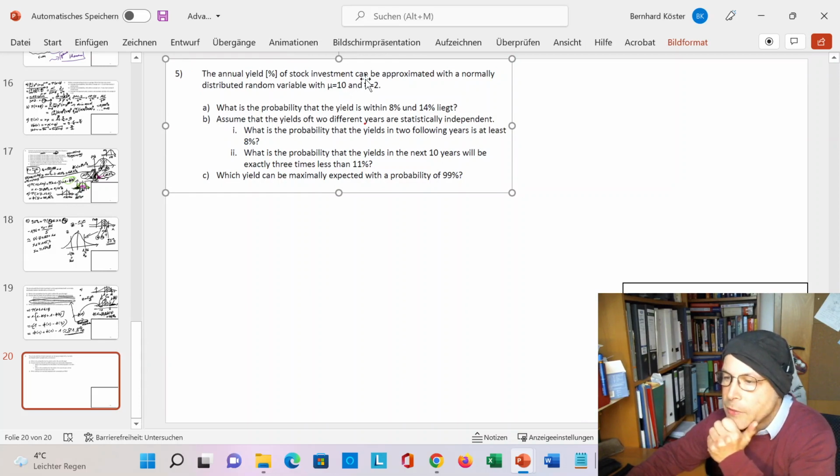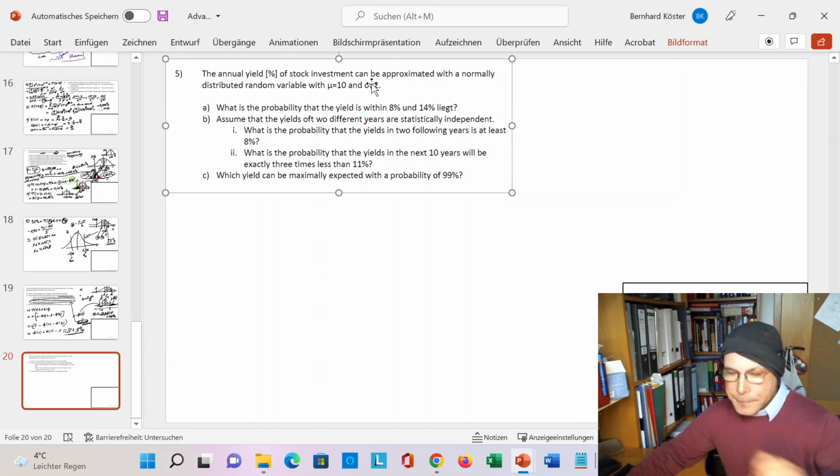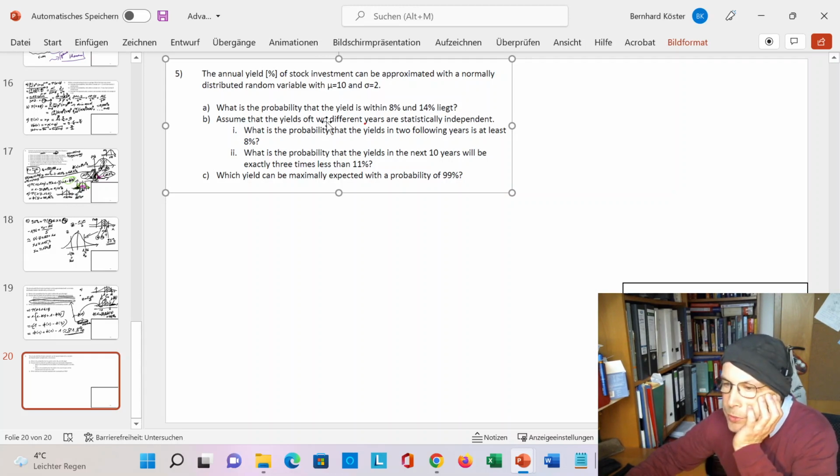We have a randomly distributed variable with expected value mu is 10 and standard deviation is 2. Assume that the yields of 2 different years are statistically independent. What is the probability that the yields of 2 following years are at least 8%?